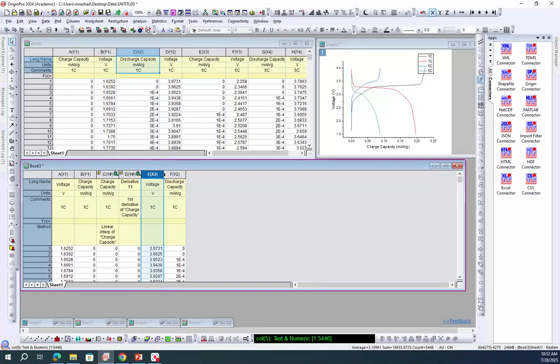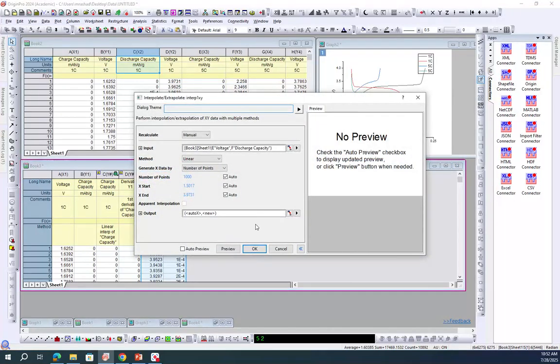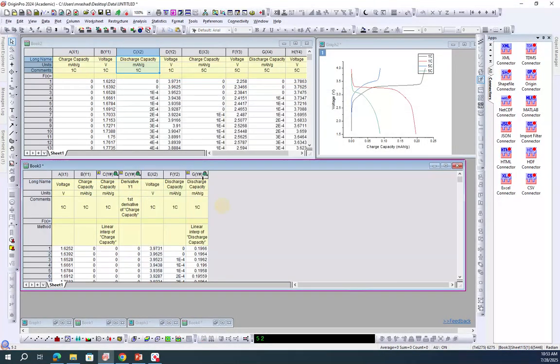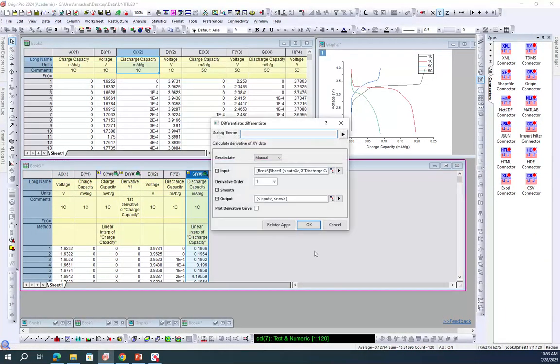So again, select the data, Analysis, Mathematics, Interpolate, Open. Then instead of auto, choose any value. I am choosing randomly, like 120. Let's keep the same defaults, and then I will differentiate: Analysis, Mathematics, and Differentiate. Make sure you have chosen the right column.